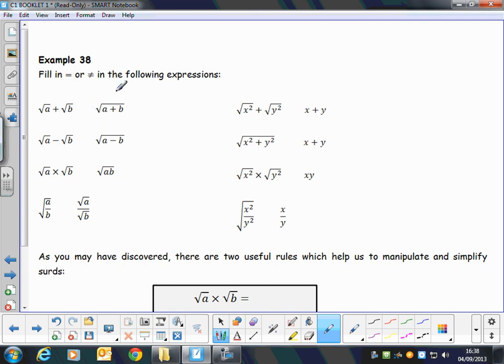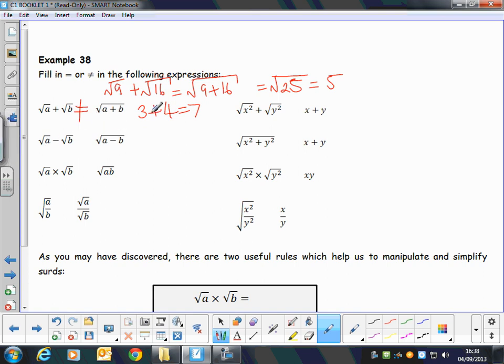So to do this, I'm going to put some numbers in. So I'm going to use the square root of 9 plus the square root of 16. And if I treat this to be equal, I'm going to get the square root of 9 plus 16, which is the square root of 25, which is 5. However, we know that the square root of 9 is 3, and the square root of 16 is 4, and 3 plus 4 is 7, which is not equal to 5. So these two expressions don't equal one another.